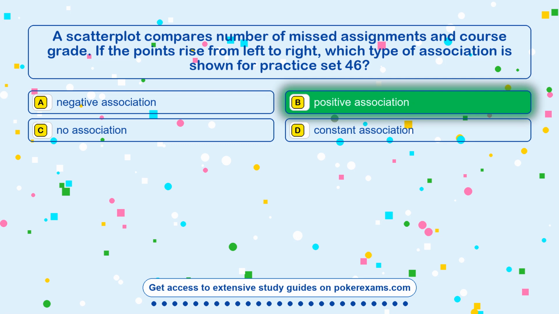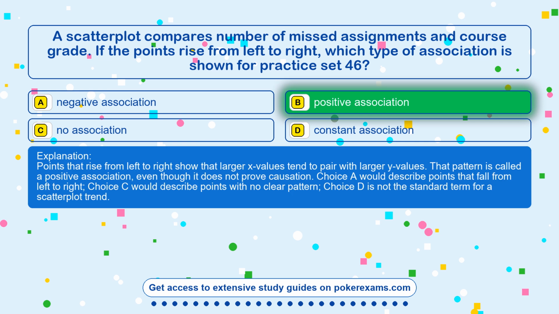The correct answer is option B, positive association. Points that rise from left to right show that larger x-values tend to pair with larger y-values. That pattern is called a positive association, even though it does not prove causation. Choice A would describe points that fall from left to right, choice C would describe points with no clear pattern, choice D is not the standard term for a scatter plot trend.